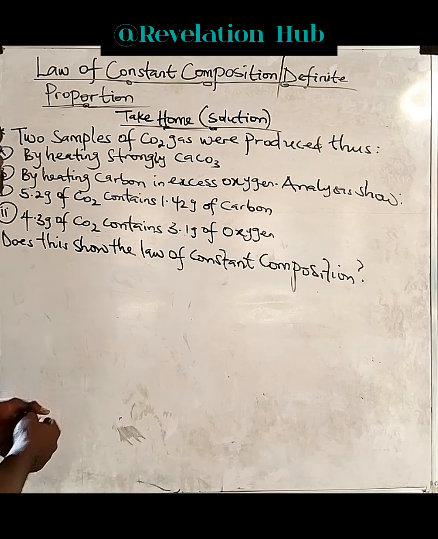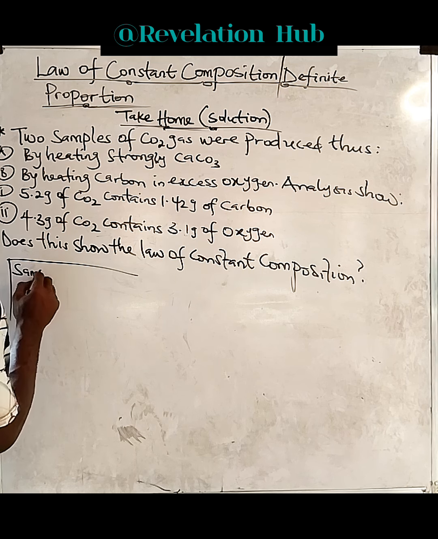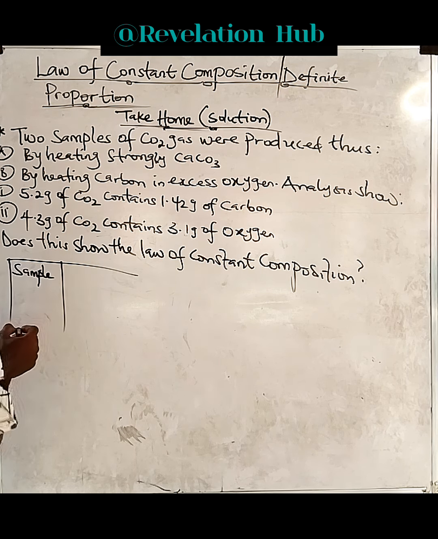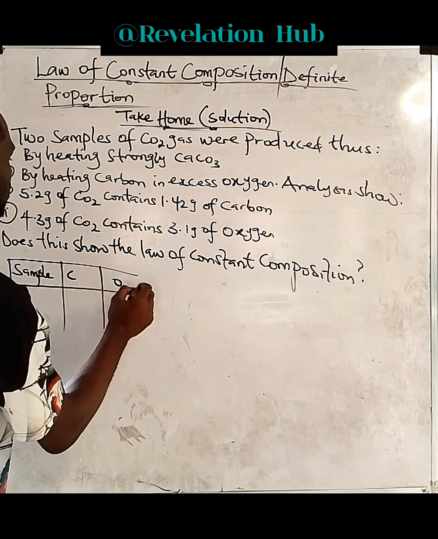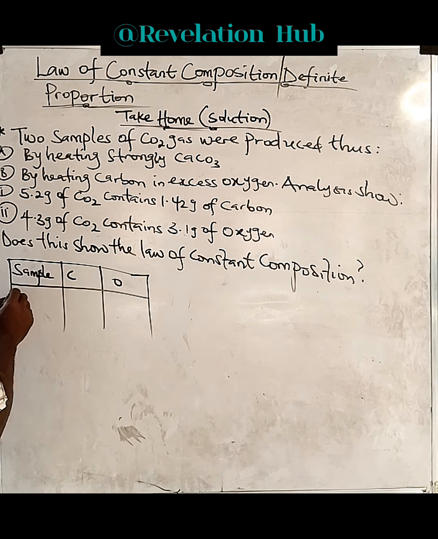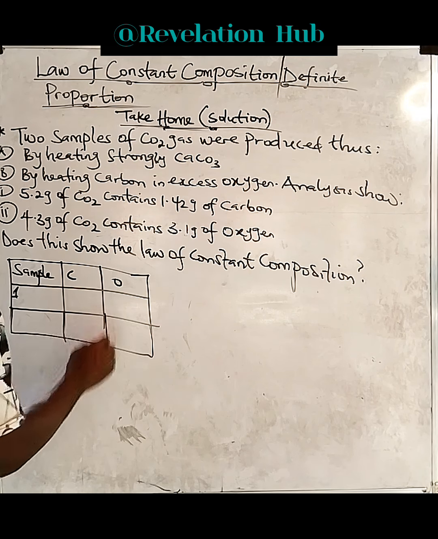That's the question. First of all, we're going to bring out our table. First of all, we have the samples here, and we're talking about CO2 gas. We have carbon here, and then we have oxygen. CO2 is made up of carbon and oxygen. So the first sample, and then the second sample.